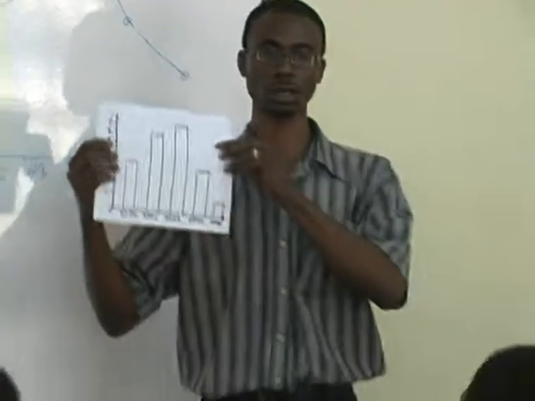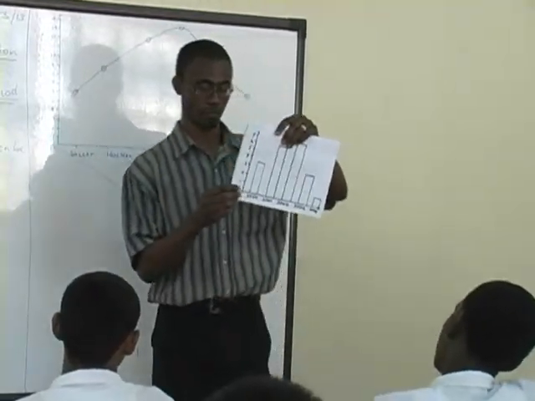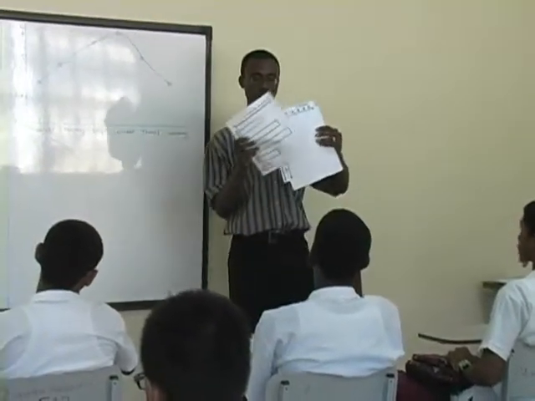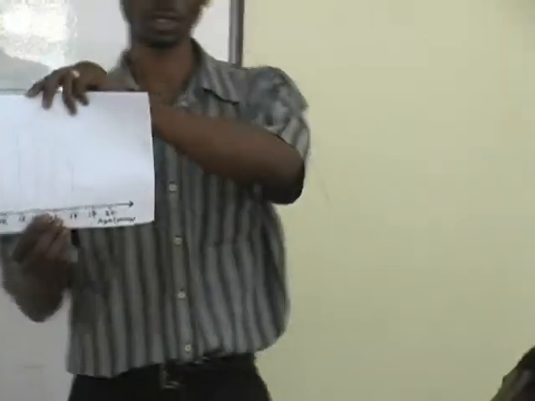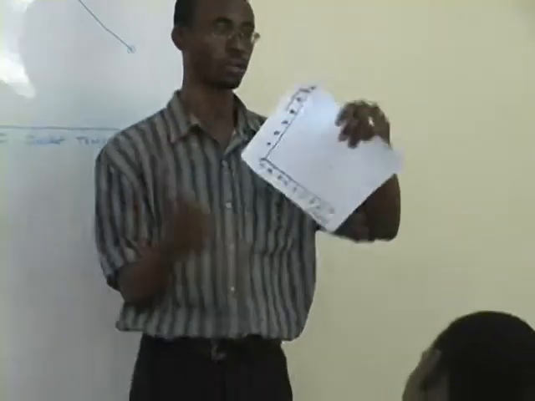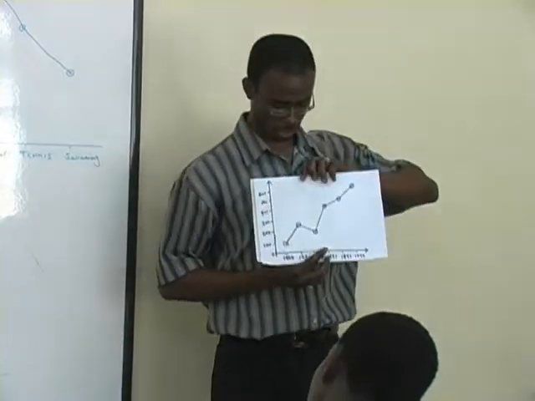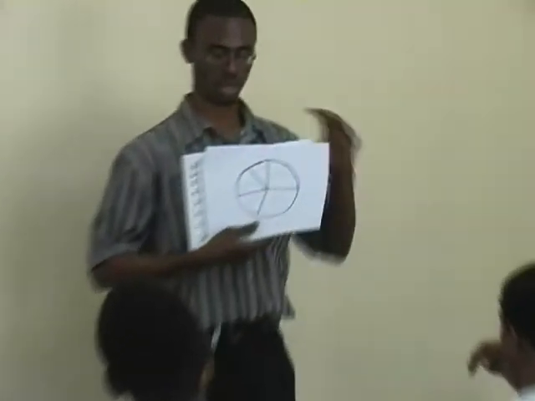What kind of graph is this called? This is called a bar graph. Just remind me of what it is. Alright, what is this one called? Histogram, right? Histogram, when the bars join together to form a histogram. Line graph. This one is called a pie chart.